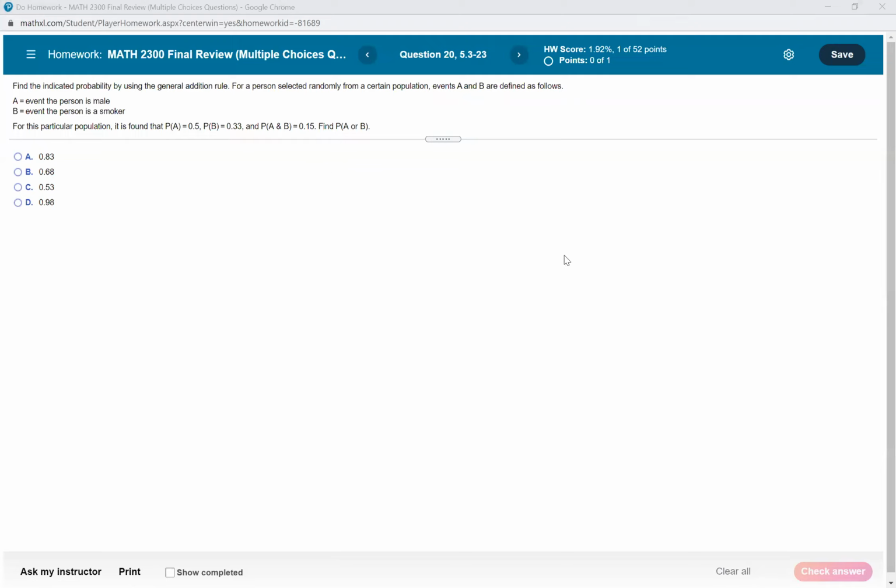Okay, so find the indicated probability by using the general addition rule. So you already know the addition rule. For solving this problem, you need to use the addition rule of probability.